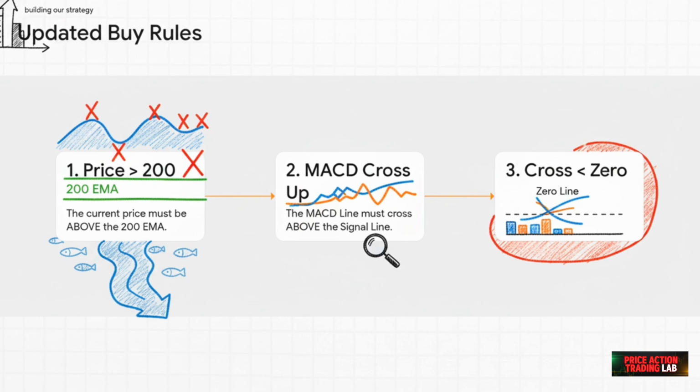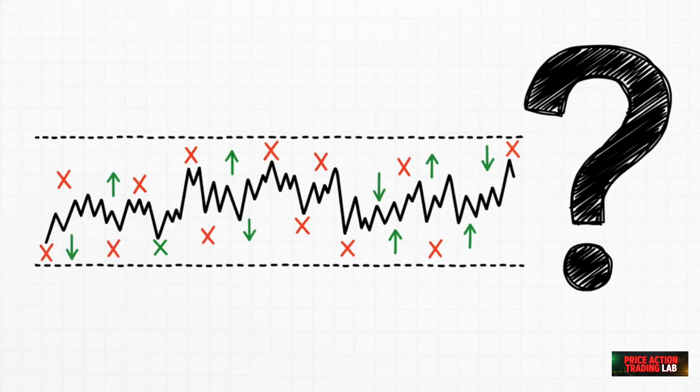So let's see how this first filter completely upgrades our strategy. The buy rules now have a brand new first step. Before we even glance at the MACD, we have to confirm the price is above that 200 EMA. This one rule immediately weeds out all those buy signals that would have us swimming against the current. Okay, so we've solved the problem of trading against the trend. That's huge. But there's another trap waiting for us. That sideways, grinding market where momentum just dies, and the MACD gives you signal after signal that ends up going nowhere. We still need one more layer of confirmation.